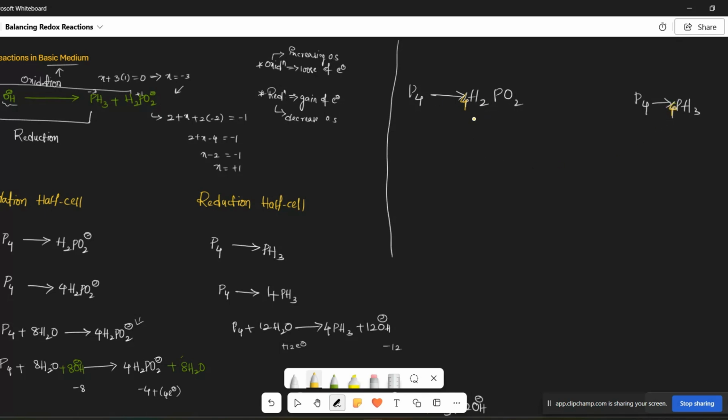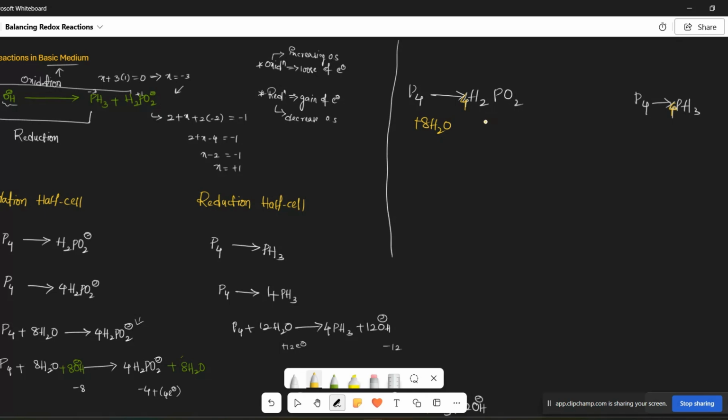And then you need to balance oxygens by adding water molecules. So here 4 2s are 8 are there, so you need to add 8 water molecules over here. And here there is no oxygen, so you don't need to add anything. And the next one is you need to balance hydrogens. Here 8 2s are 16 hydrogens are there. Here only 8 hydrogens are there.